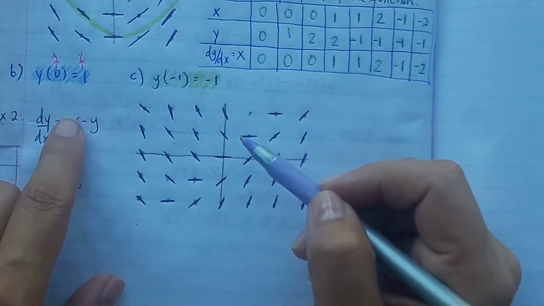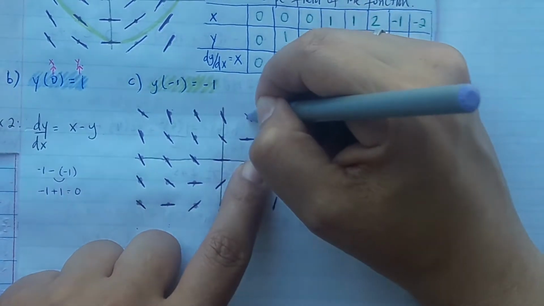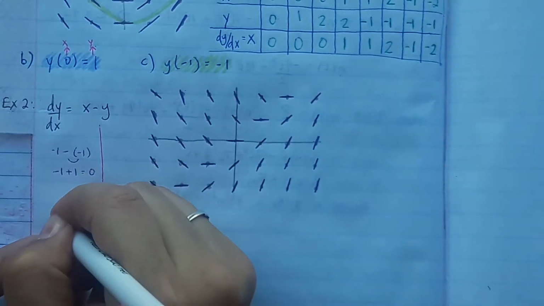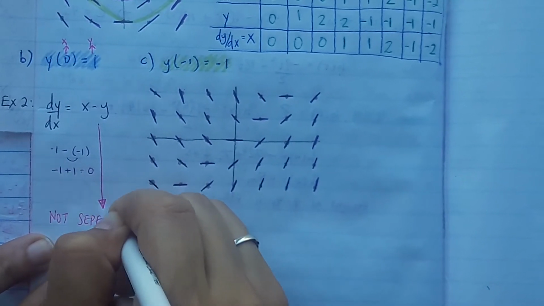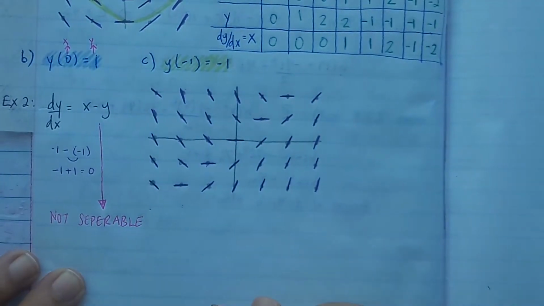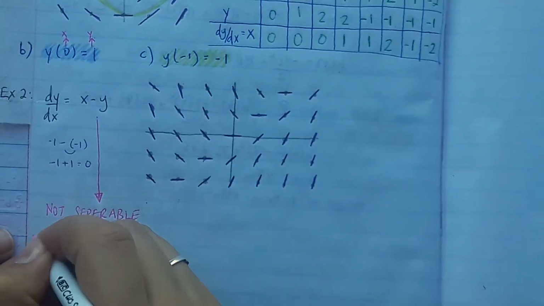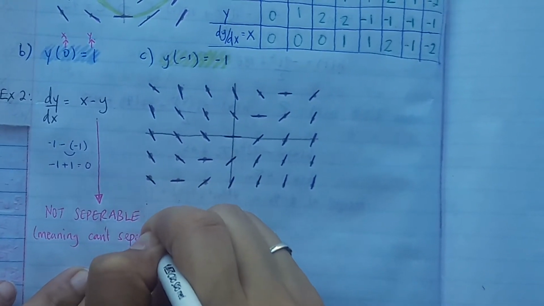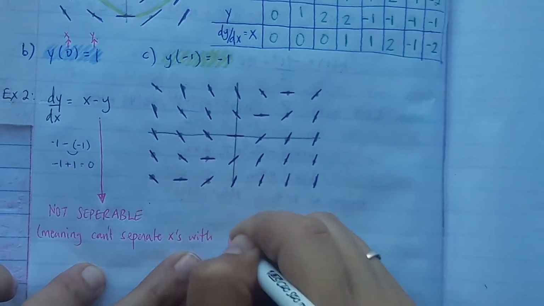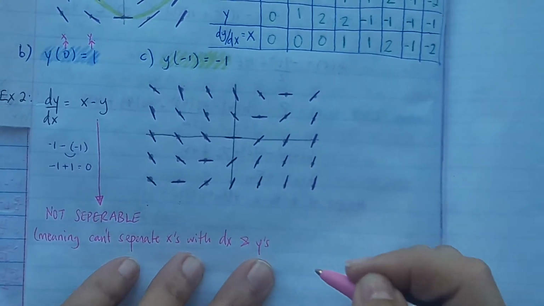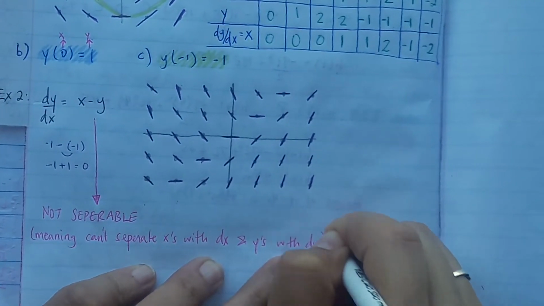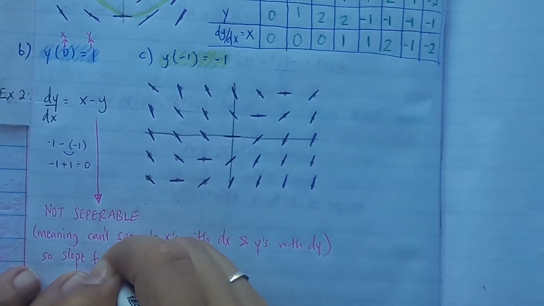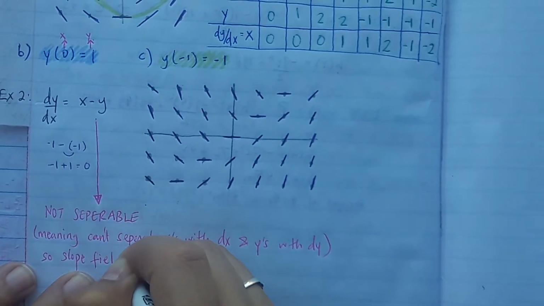That one's 1, 2, so 1 minus 2 is negative 1, down 1, right 1. And so you see that there's a pattern that has begun to emerge. The important thing to know about this equation is that it's not separable. What does that mean? You can't solve it the way we did example 1 in the beginning, so the only way you can do it is slope fields. So meaning you can't separate the x's with dx and y's with dy. So slope fields are your only option to find solutions for this differential equation.